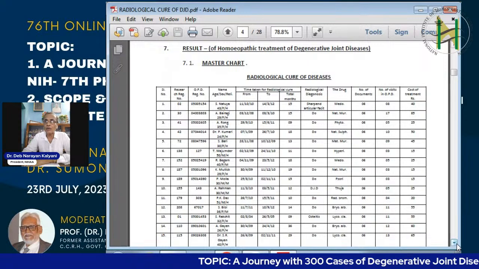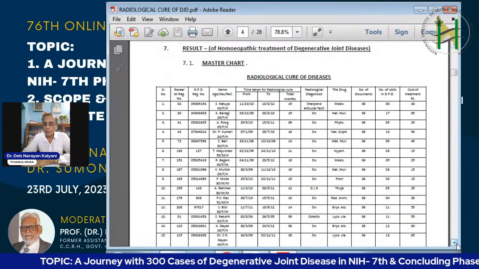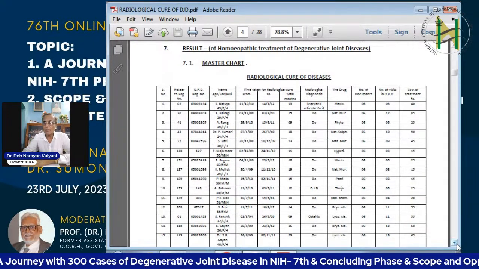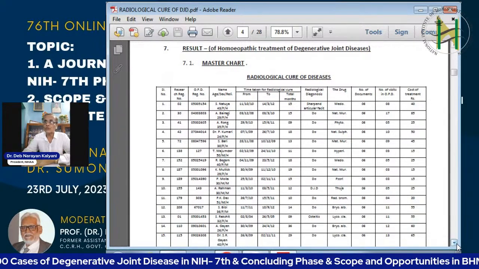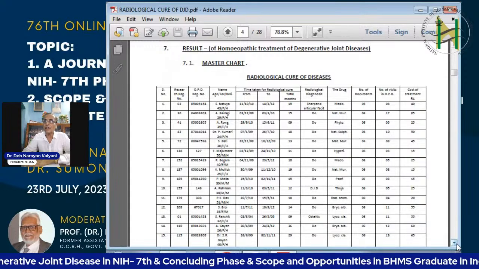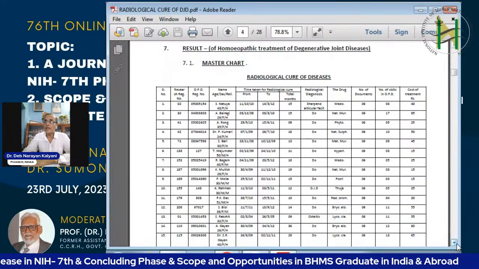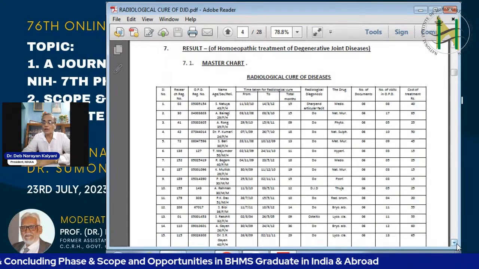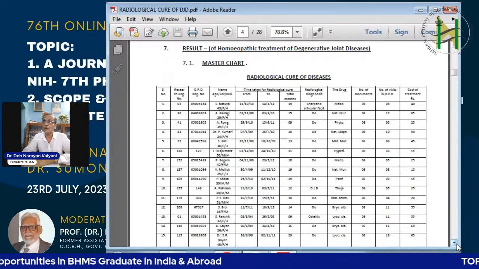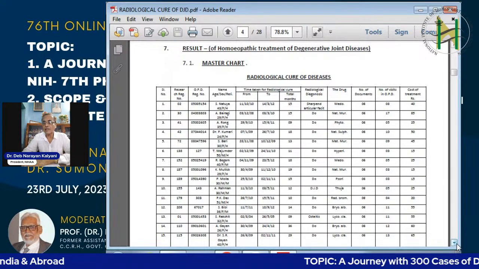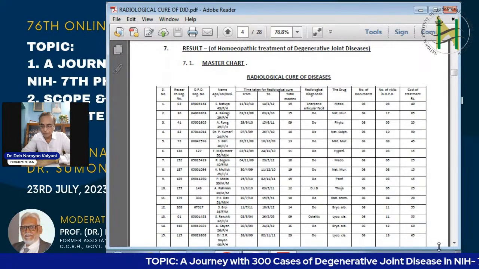They do not turn back to our hospital. And during that period, we did not have that much infrastructure to bring them back to continue the treatment to see up to the radiological cure level. That is why many cases, after getting symptomatic cure and complete re-establishment of mobility and ability, don't turn back to OPD to show radiological spinal changes. That was the constraint that will work in due course of time.